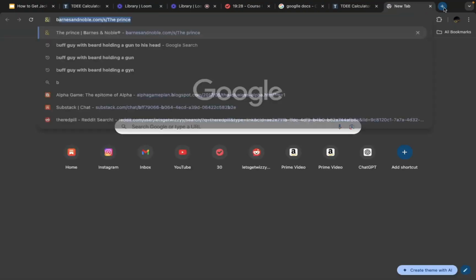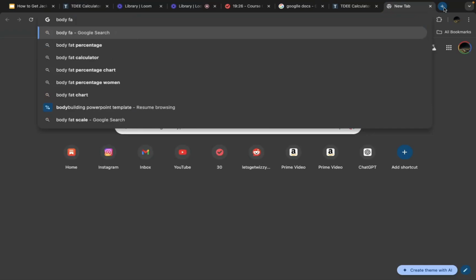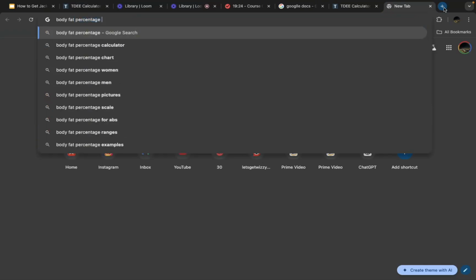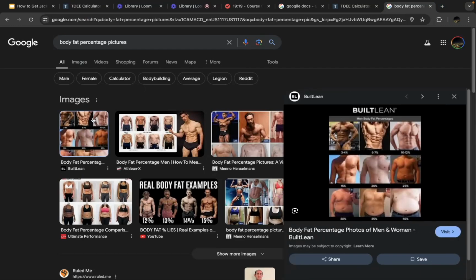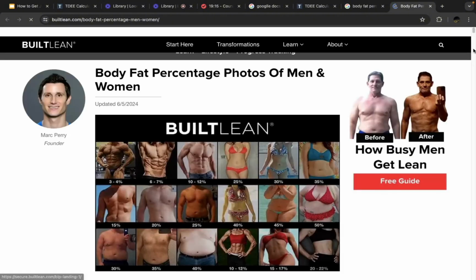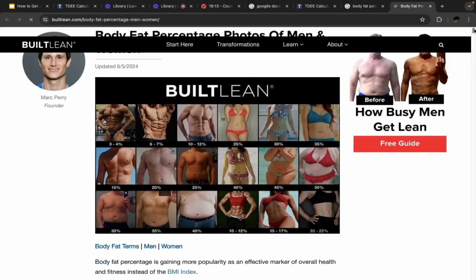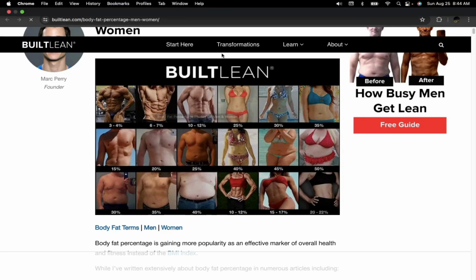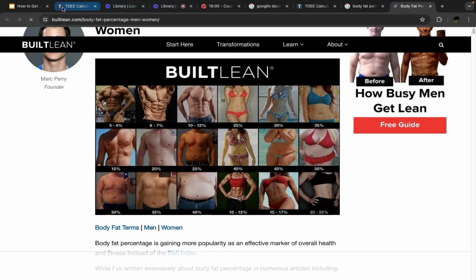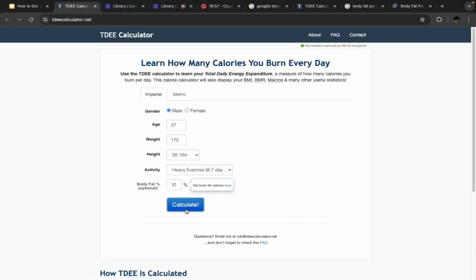So if we just Google body fat percentage pictures, this is a pretty good one actually. Right, I'm really somewhere between 8 and 10, but yeah, I'd highly recommend you use this to get an idea, enter that. So we're going to go back to the TDEE calculator. We're going to calculate.